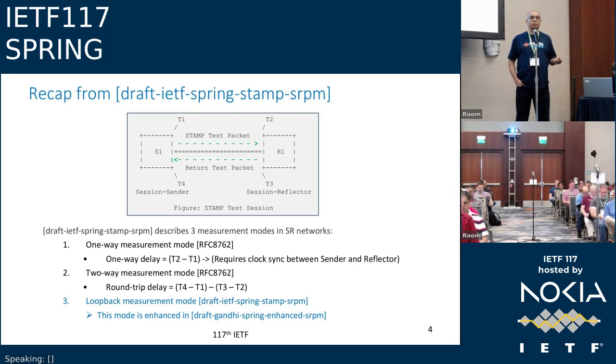Just a recap of what is in the working group document on SRPM today. It describes three measurement modes for SR. One-way measurement mode, which is T2 minus T1. If you remember from STAMP, T1 is the transmit and T2 is the receive timestamp on the forward path, and on the reverse path, T3 is the transmit and T4 is the receive timestamp. If clocks are synchronized, the latency is T2 minus T1. Otherwise, we have the round trip delay. These are defined in RFC 8762 and elaborated for SR in the SRPM draft.